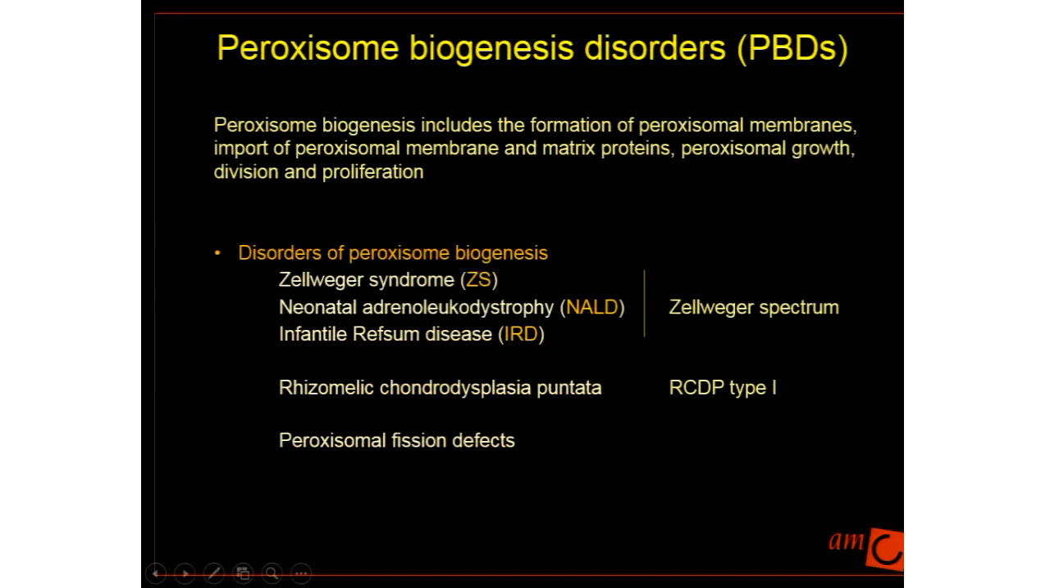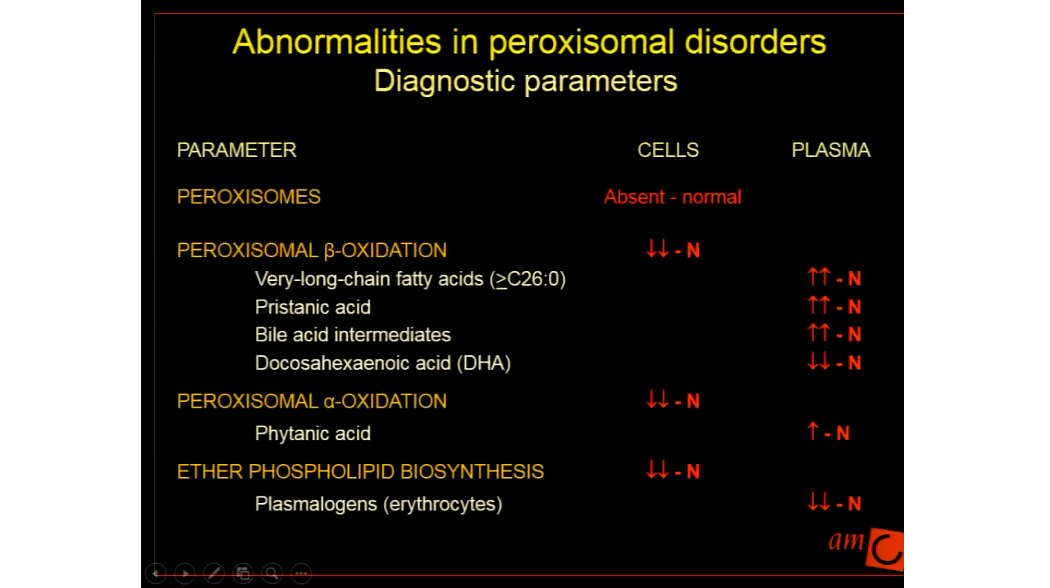The peroxisome biogenesis disorders have a defect in the formation of peroxisomal membranes or in the import of peroxisomal membrane and matrix proteins, in the growth, in the division or the proliferation. And there are several processes involved to make a functional peroxisome. In general, the disorders of peroxisome biogenesis are now subdivided into the Zellweger spectrum disorders, RCDP, and there's a new group added to these biogenesis disorders, the peroxisome division defects.